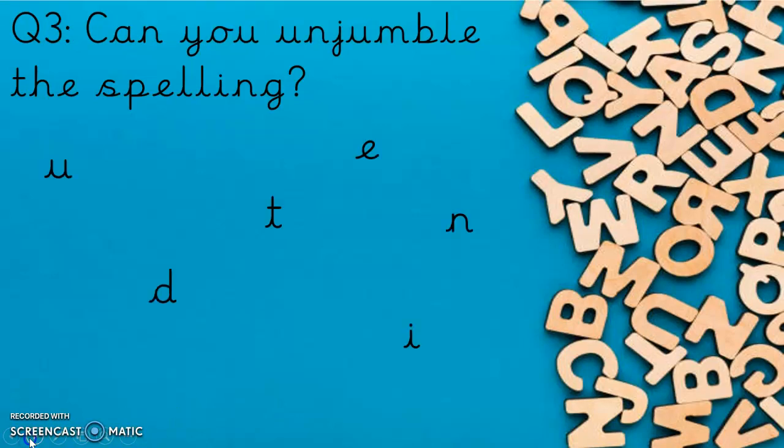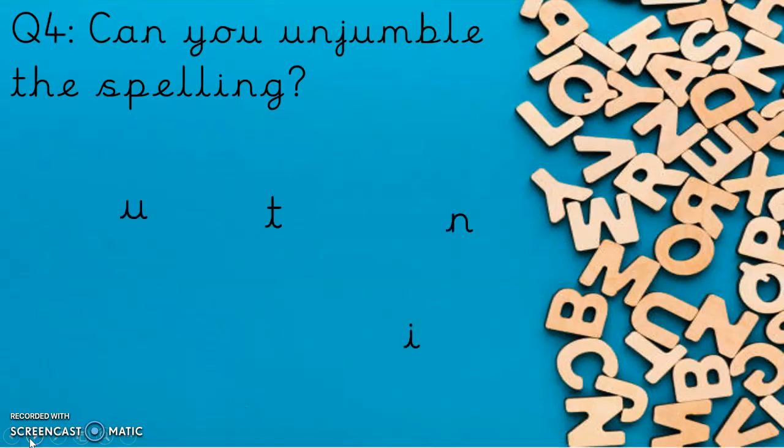Spelling three. Can you unjumble this spelling? Don't forget you can pause the video if you need to. Do you know it? That's right. United. We are united together. Spelling four. Oh, only 4 letters here. I bet you can get it. What was the TV sitting on? It was sitting on a unit. Well done if you got that right.